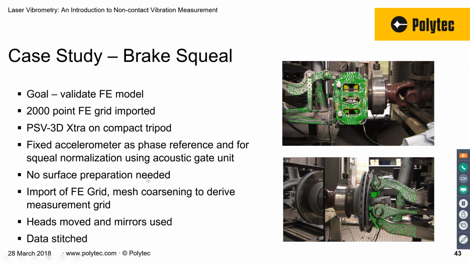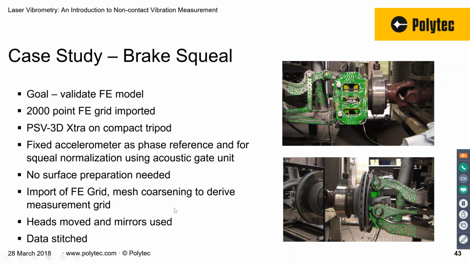There was no surface preparation of this surface because the PSV 3D Extra was used, so very high optical sensitivity, doesn't need reflectivity, and B, you wouldn't want to put any kind of a powder or diffusing surface on the brake anyway, because it would completely affect the measurement. You don't want to contaminate the surfaces at all with something that would change the friction properties of the brake.